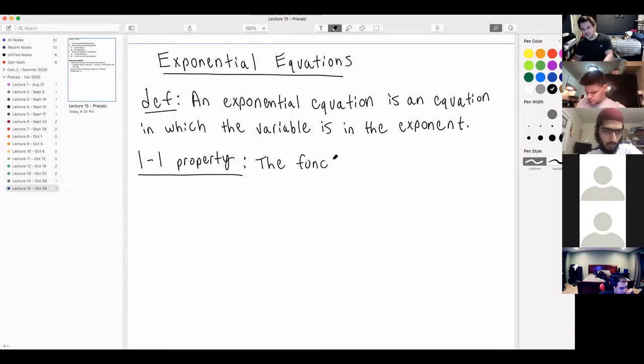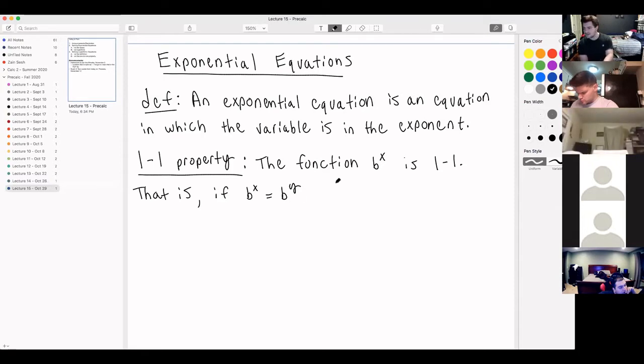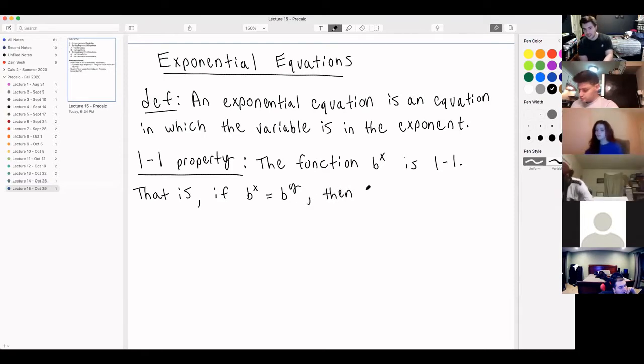So the function b to the x, so our good old exponential function, that is one-to-one. Okay, and there's a few ways to see this. The quickest way, it will pass the horizontal line test. All right. But in symbols, what does this mean? What is the definition of one-to-one? That means if b to the x equals b to the y, if the outputs of x and y are the same, then the inputs are the same, x equals y.